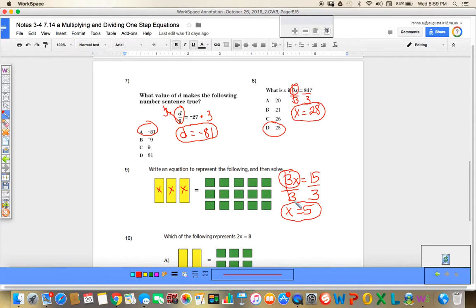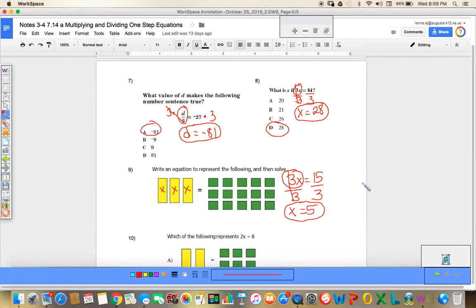Now, even though I told you you didn't have to show your check, I still want to check this. So I have a number in front of letters, so that means multiply. So I'm going to do 3 times 5. And of course, 3 times 5 is in fact 15. So I know my answer is correct.